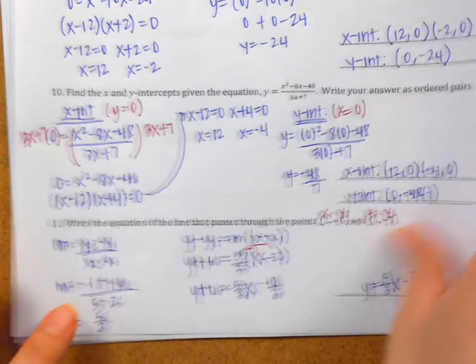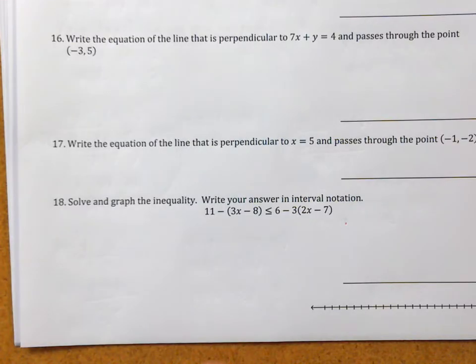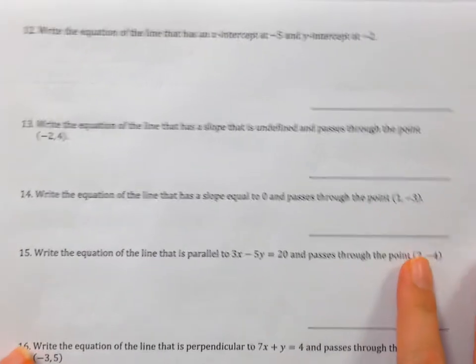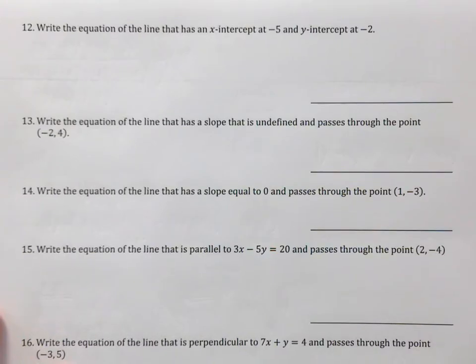Okay, let's move on to 12. Getting through it. Okay, so number 12 says write the equation of the line that has an x-intercept at -5 and a y-intercept at -2. Well, this is kind of taking that information that we learned from 2-2 and applying it to also 2-4. So we know an x-intercept, that's telling me the x value. Well, at every x-intercept, we know that the y value is 0.